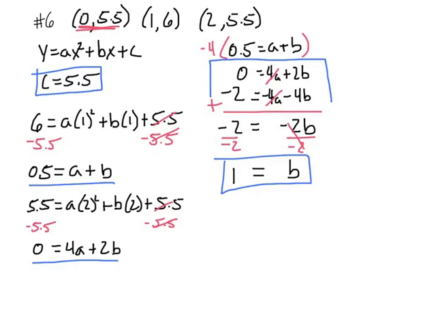Okay, well, the last thing we need to do is solve for a. So I'm going to take one of our equations, and let's go ahead and use this one, because that looks like the easier of the two in my opinion. So let's plug b into that equation. So we have 0.5 equals a plus 1. To solve for a, we have to subtract 1. What is 0.5 minus 1?